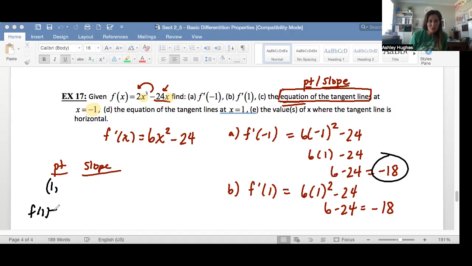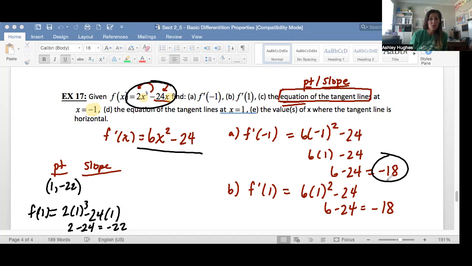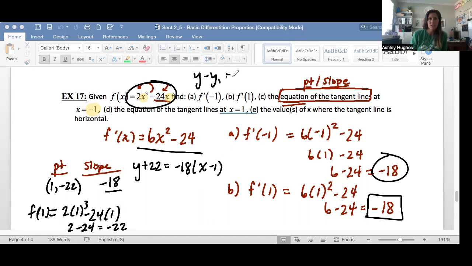But sometimes it's good to model what a possible mistake is. I wrote down f of 1, but I plugged it into this. Oops, f of 1 is here. 2 times 1 cubed minus 24 times 1. So 2 minus 24 gives us negative 22. The slope, we already figured out, that's negative 18. So y minus your y coordinate, so that is going to be a plus, equals the slope times x minus your x coordinate. Again, we're just using this equation. Anytime you see write an equation, I want you to think I need a point and I need a slope, and I'm going to substitute into this equation. So that's your answer for that one.